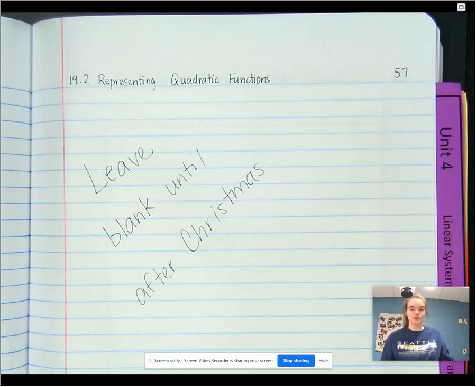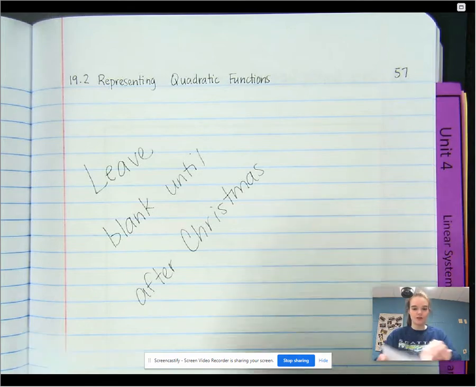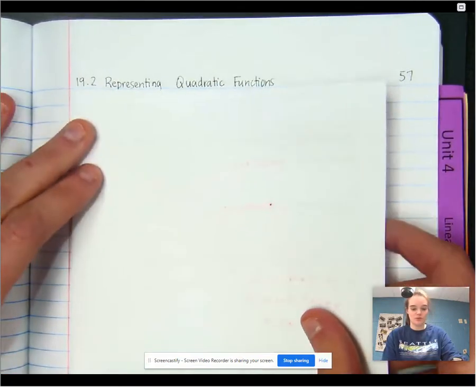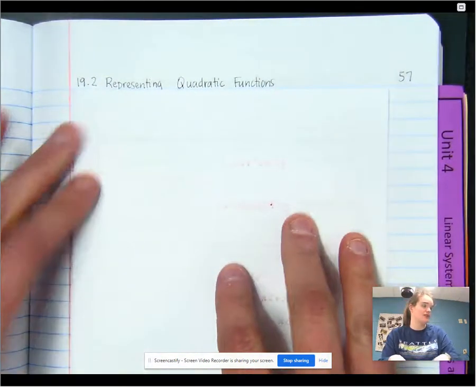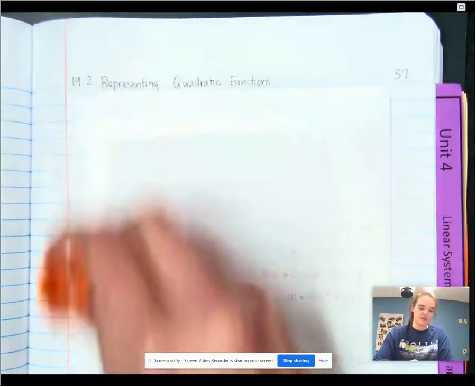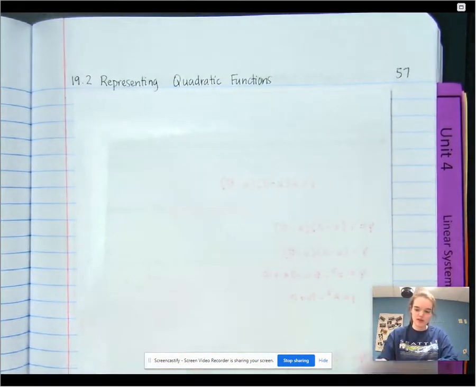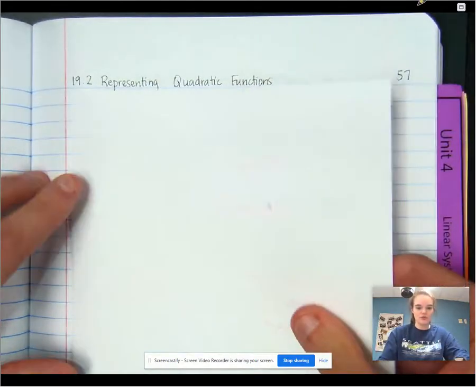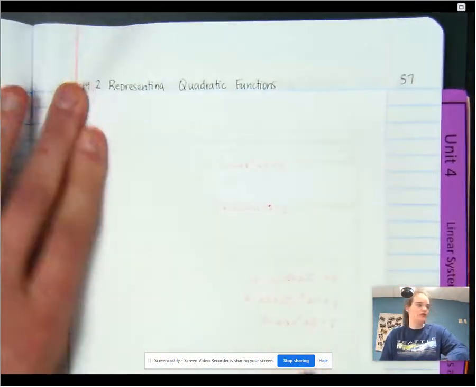So if you want to go ahead and just glue it in, take it, fold it in half. We're going to glue it on top of that where it said leave blank until after Christmas, and then we'll fill it in, but it is going on page 57. This was what we were leaving it blank for, is today's lesson. And the reason we had to leave it blank is you didn't know how to multiply binomials yet, but now you do. So we're gluing that on page 57.